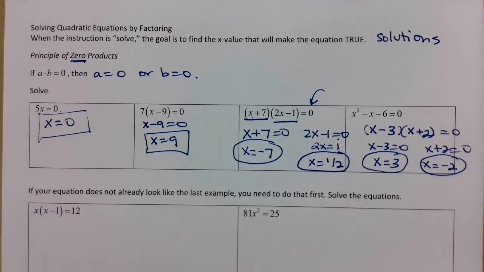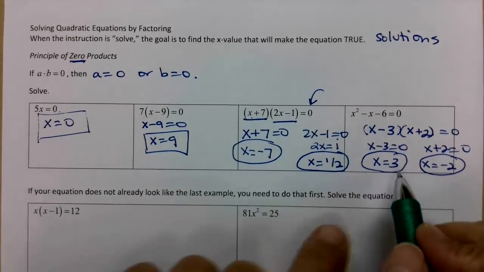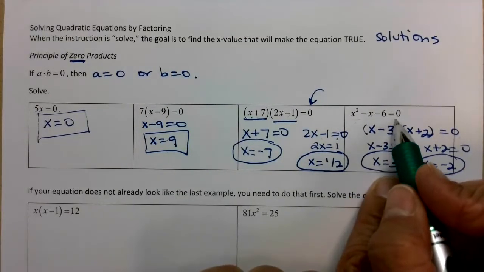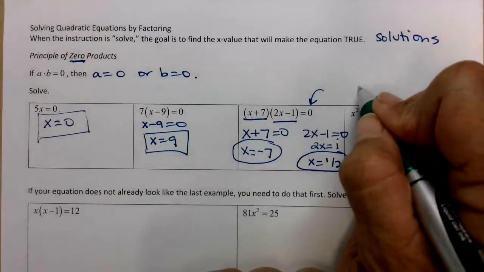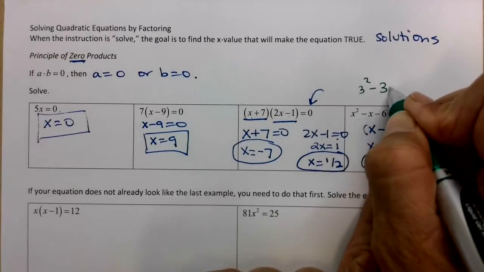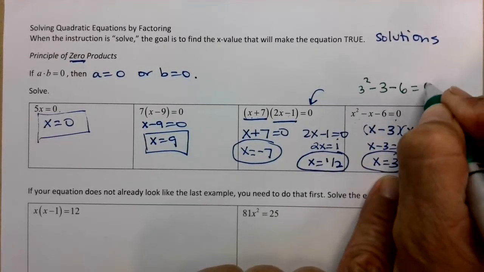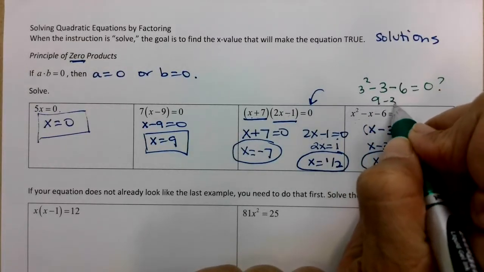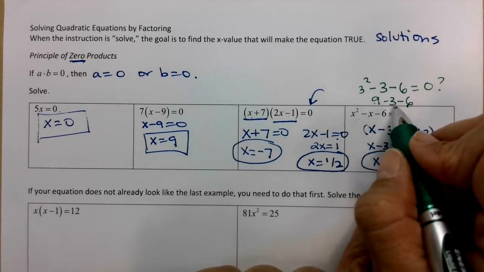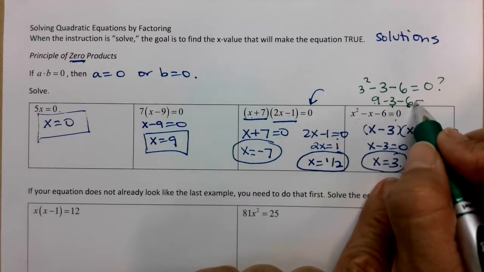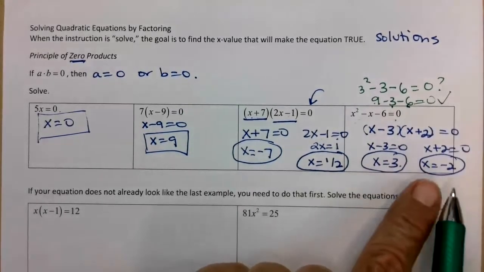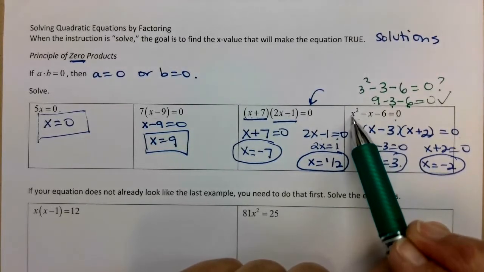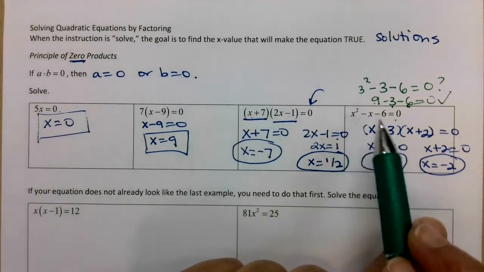Before I go on, I just want to do a quick check so you trust me on this one. If I plug 3 into my original equation up here, I should get a true statement. So I'm going to get 3 squared minus 3 minus 6. This is my check. Is this equal to 0? So 3 squared is 9, minus 3 minus 6. 9 minus 3 is 6, minus 6 equals 0. And you can do the same thing with negative 2. Be careful, make sure you wrap that negative 2 in parentheses for the first one or you're going to get upset.